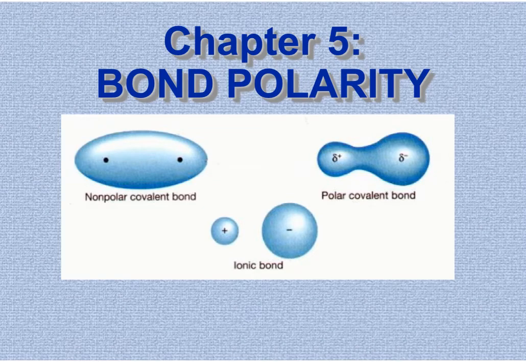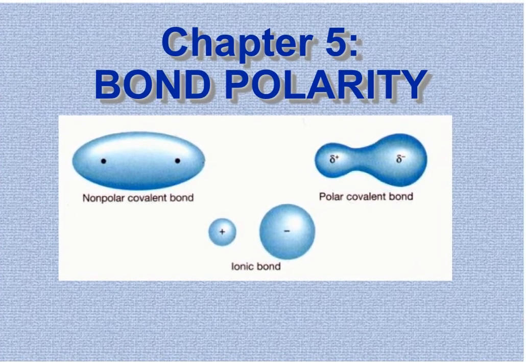We've learned about the formation of covalent and ionic bonds, and this lecture is going to talk about the polarity of these bonds. Polarity simply means there's some degree of separation of charge. So if you look at this example of a purely nonpolar covalent bond where the electrons are shared equally, there is no development of even a partial charge.